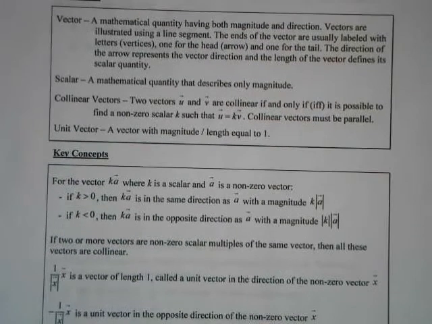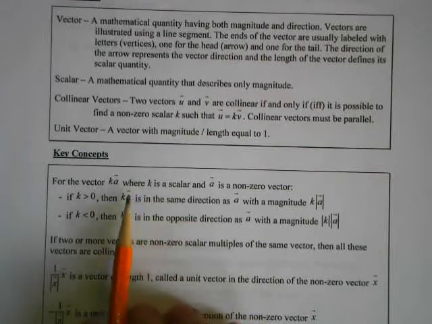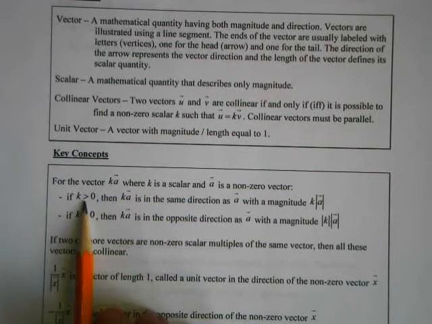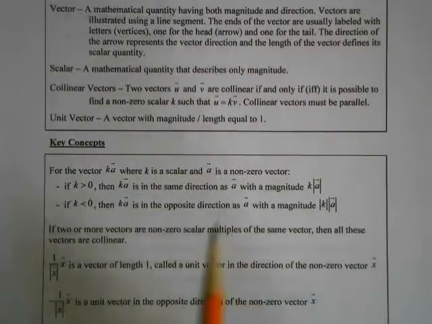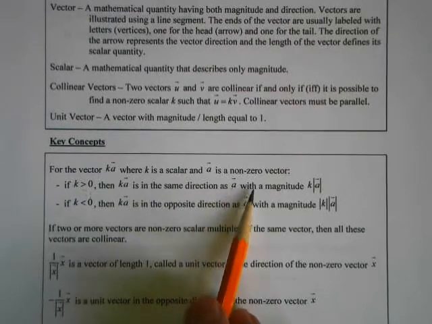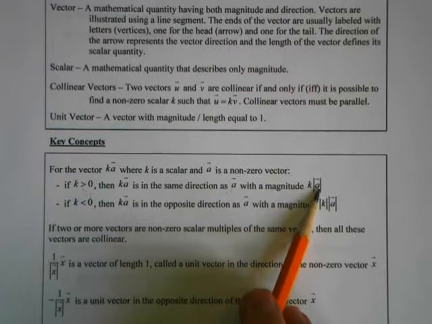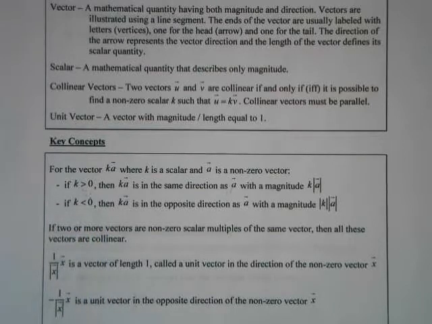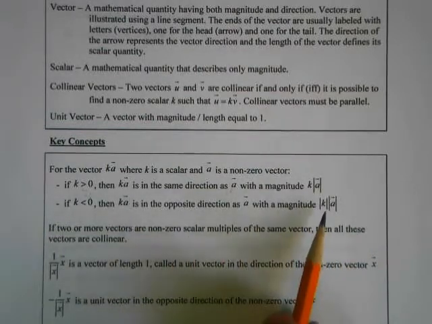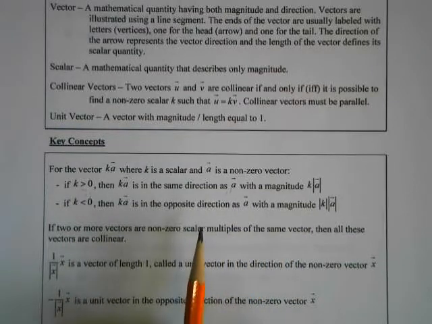Now, if we have a value k, which is a scalar, and we multiply vector a by that scalar: if the value of k is positive, then the resulting vector ka is going to be in the same direction as a, and the magnitude will be whatever the magnitude of vector a was times k. If k is negative, then if I multiply vector a by k, it's going to be in the opposite direction. It's still parallel, but it's now moving in the opposite direction, and the magnitude of that vector ka will be the absolute value of k times the magnitude of a. So if k was negative 3, it'd be 3 times the magnitude of whatever a was.